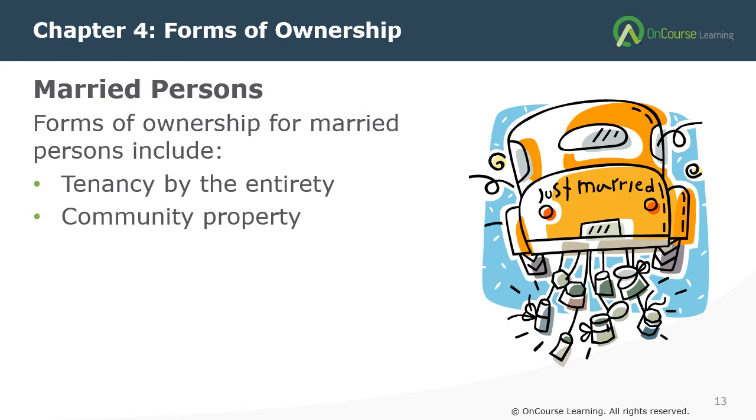Different states recognize different forms of concurrent ownership between married persons. In Louisiana, we recognize community property. And as far as the previous forms of concurrent ownership, tenants in common and joint tenancy, and of course tenancy by the entirety, these forms are not recognized in the state of Louisiana.